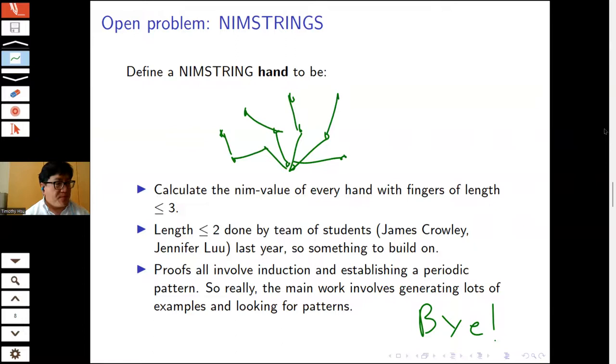So I have a question. This Nim game and the Nim string, do you have any complexity result? Like, is it like, I don't know. That's a good question.